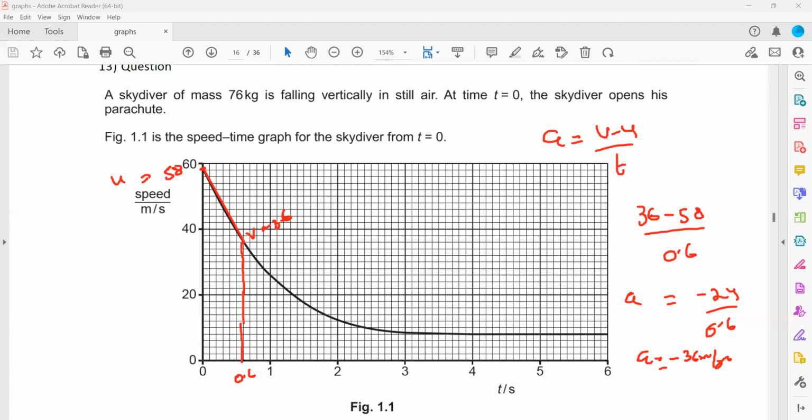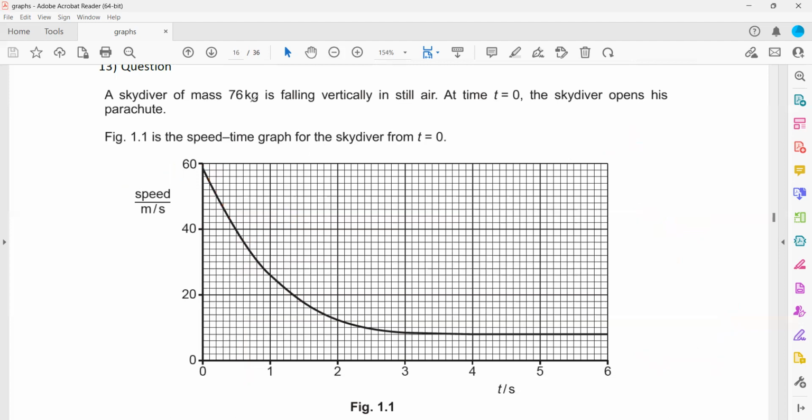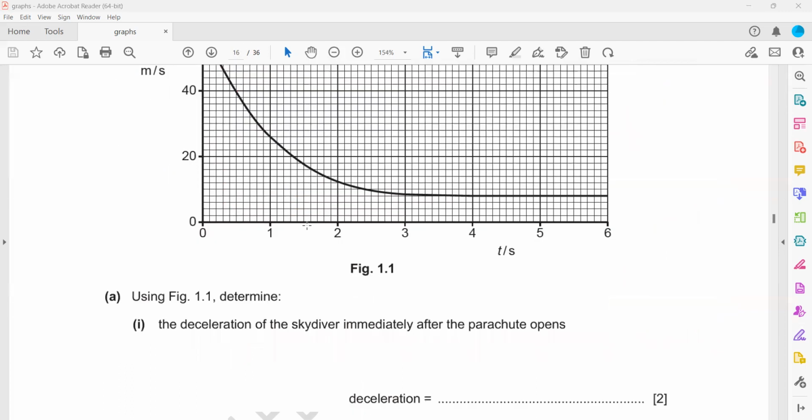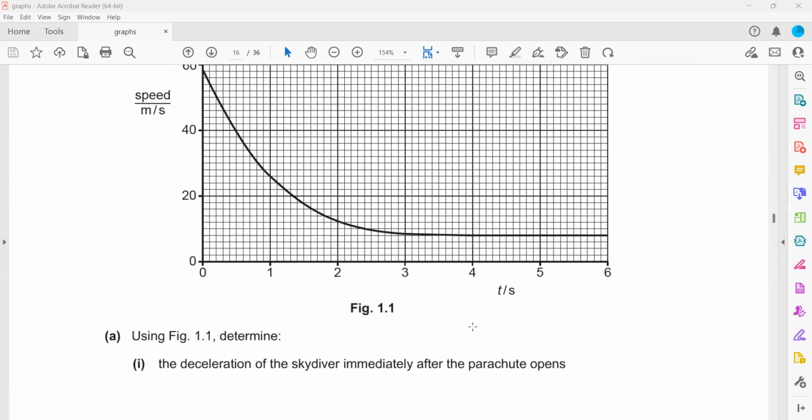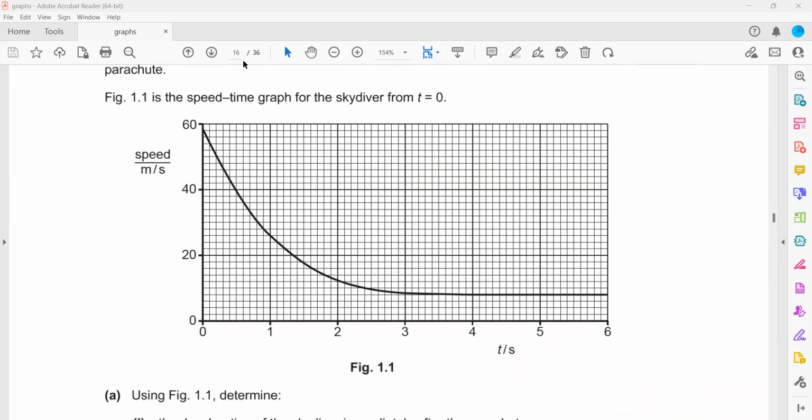Sir, why did you choose 36 as the final speed? Why did I choose 36 as the final speed? Because after that, the speed is not changing at a constant rate. The question asks to calculate the deceleration immediately after you open the parachute. The moment you open the parachute, the speed was changing at a constant rate. But then the change in speed is not constant, it is getting curved. So the last point where I had a straight line; even if I choose this region, I will get the same answer.